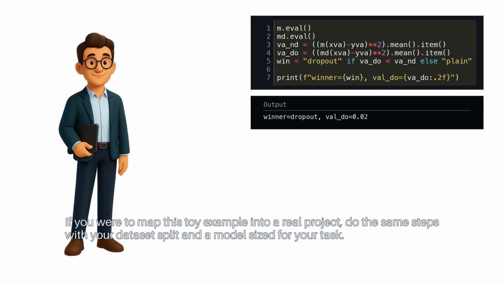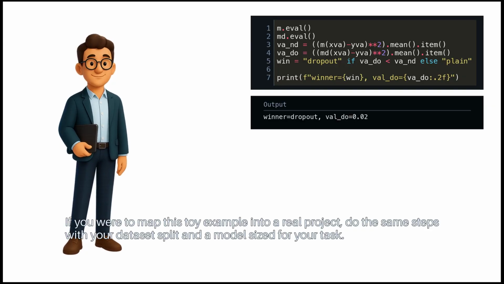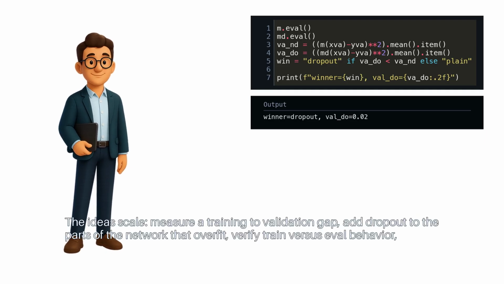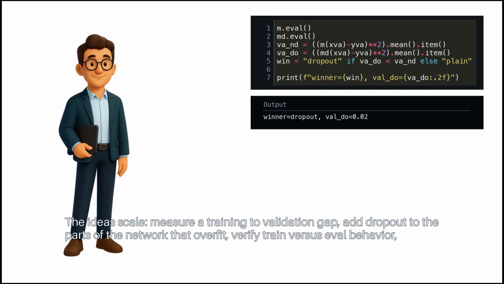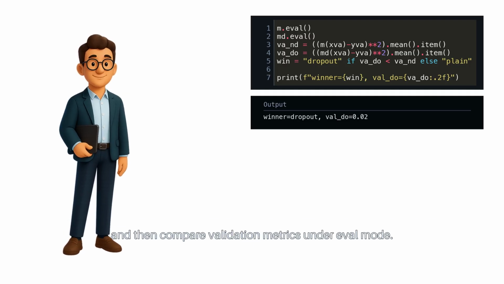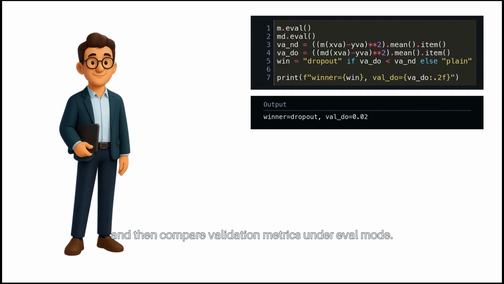If you were to map this toy example into a real project, do the same steps with your dataset split and a model sized for your task. The ideas scale. Measure a training to validation gap, add dropout to the parts of the network that overfit, verify train versus eval behavior, and then compare validation metrics under eval mode.